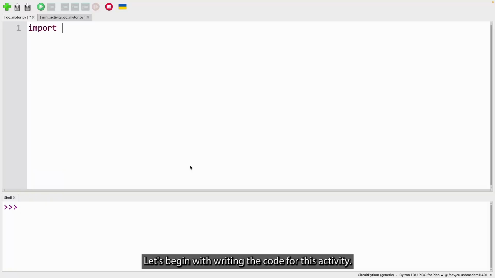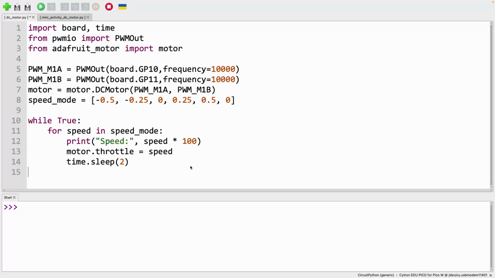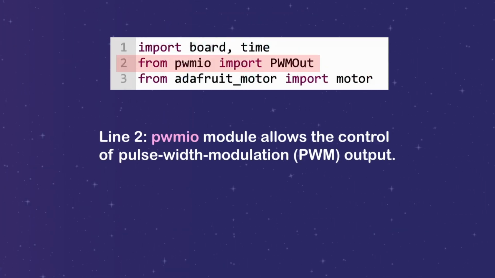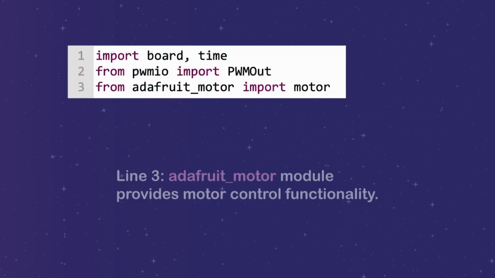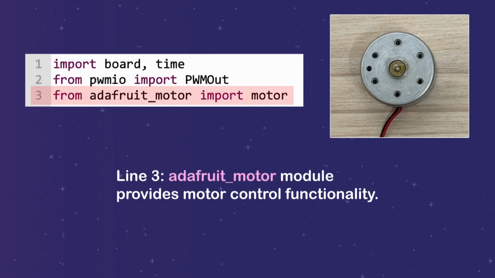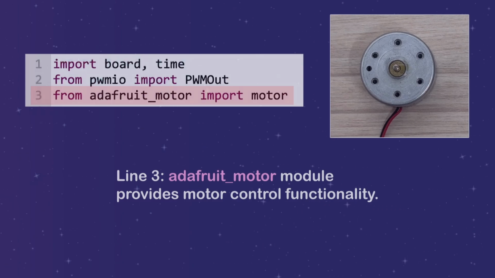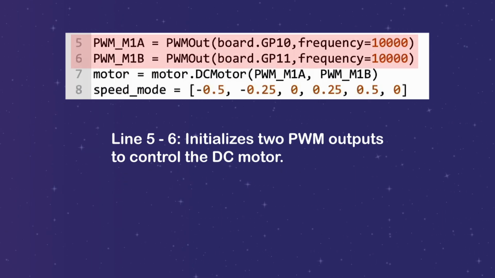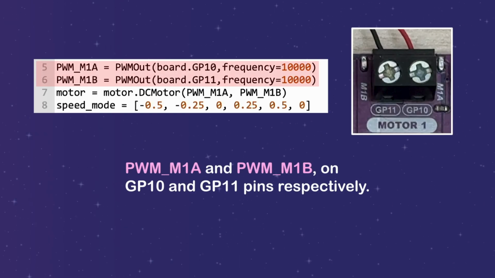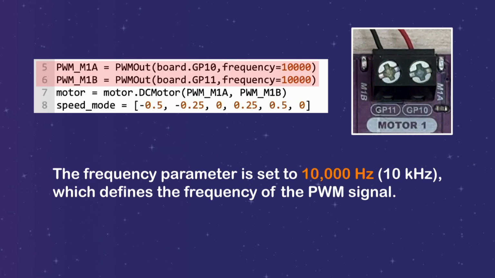Let's begin with writing the code for this activity. Line 2, the PWM I/O module allows the control of PWM output. Line 3, the Adafruit motor module provides motor control functionality. Line 5 to 6 initializes two PWM outputs to control the DC motor, PWM M1A and PWM M1B on GP10 and GP11 pins respectively. The frequency parameter is set to 10,000 Hz, which defines the frequency of the PWM signal.